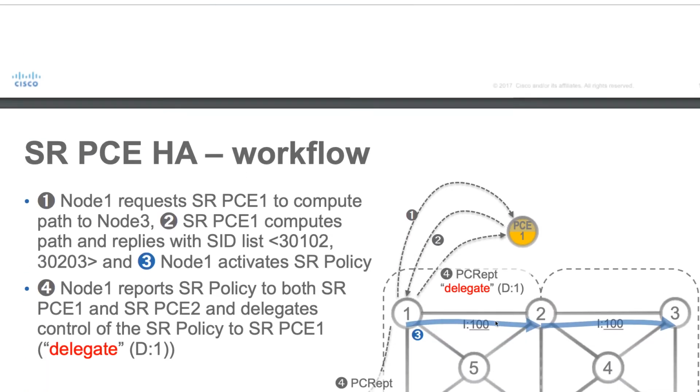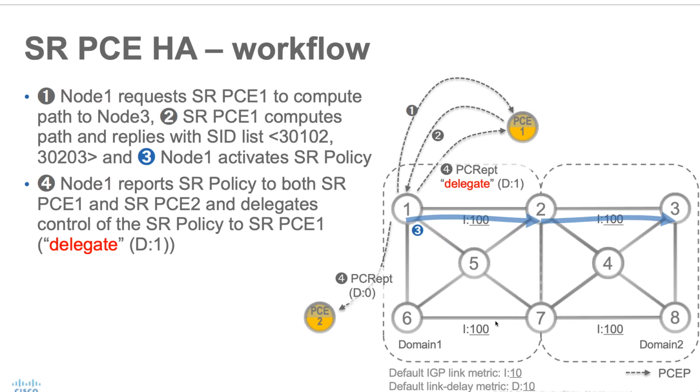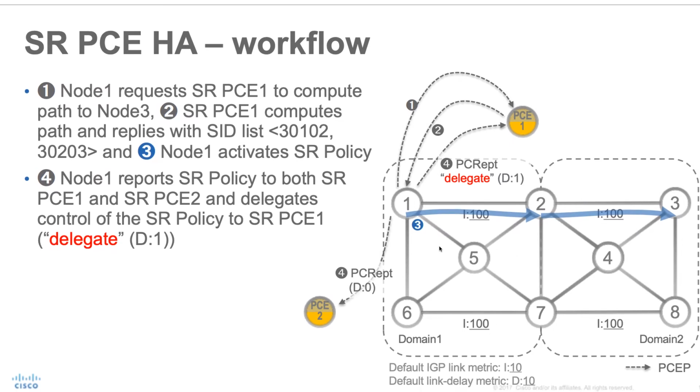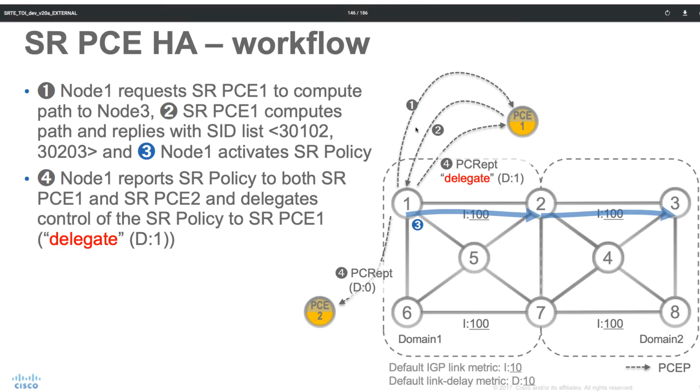Now let's understand this with the help of a particular flow. In this diagram there are two domains, domain 1 and domain 2. Within each domain we have a few nodes, and it looks like we are trying to go from node 1 to node 3. Let's look at the flow. In this topology there are two PCEs, PCE1 and PCE2. The assumption is that PCE1 is our primary or active PCE. Both PCEs are active, but this is our primary and this is our backup.